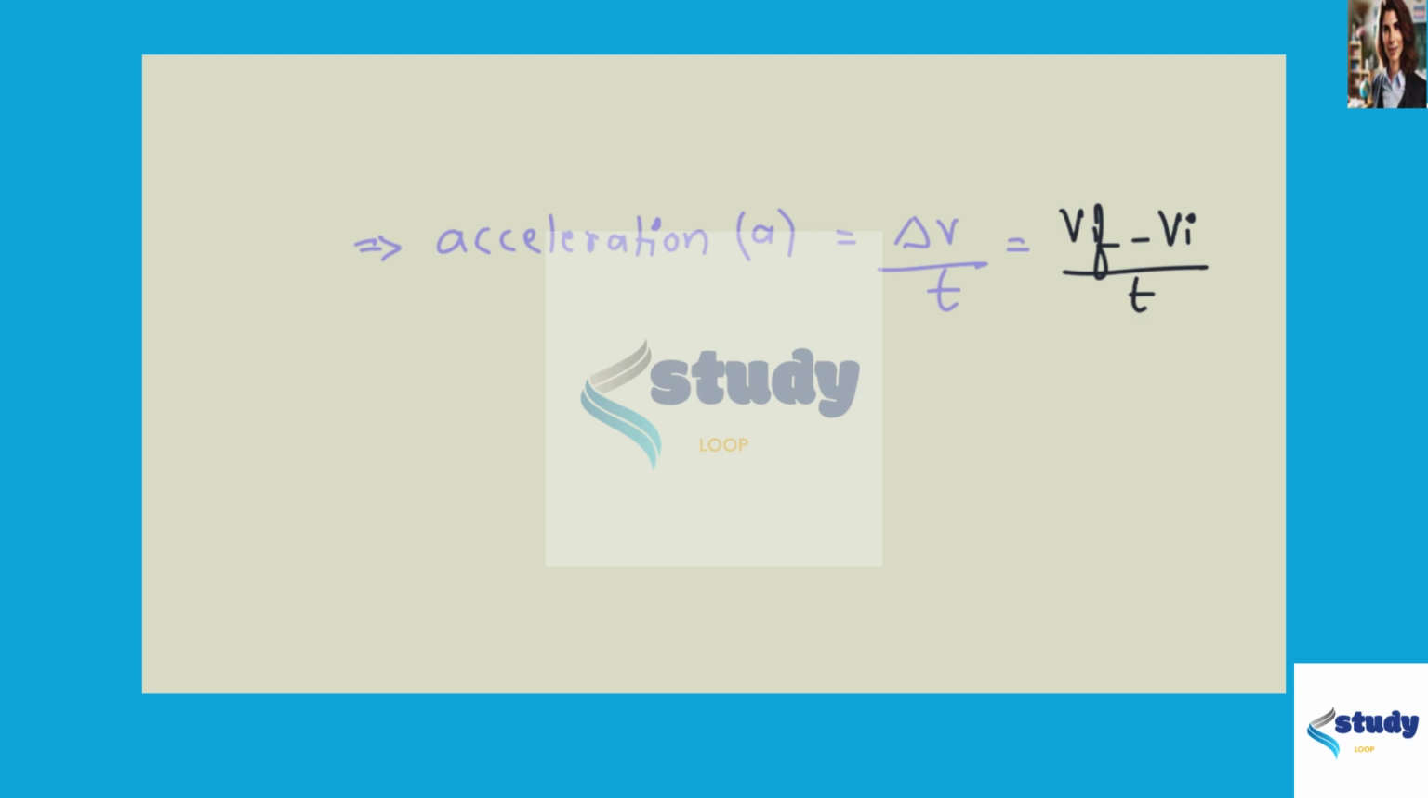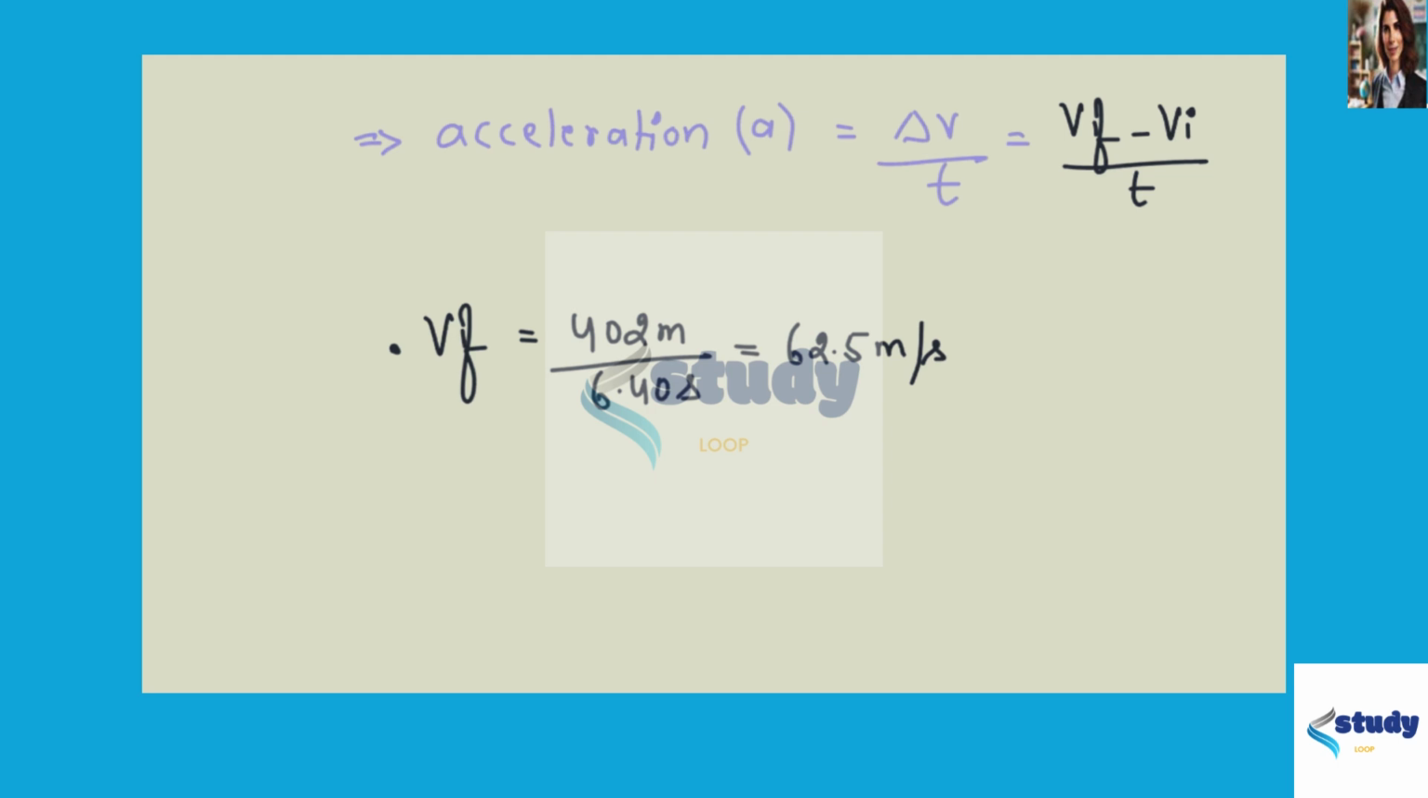The final velocity is equal to the distance traveled divided by the time it took to travel the distance, and therefore the final velocity is 402 meters upon 6.40 seconds, and that is 62.5 meters per second. The initial velocity is zero because the car is starting from a standstill. So the initial velocity is zero because the car was at rest before starting.